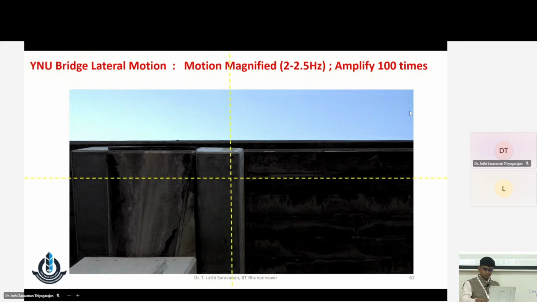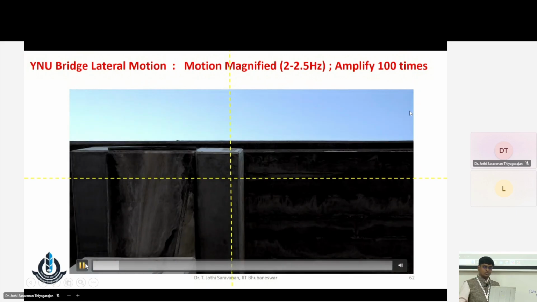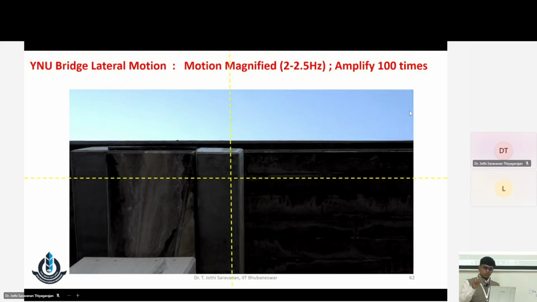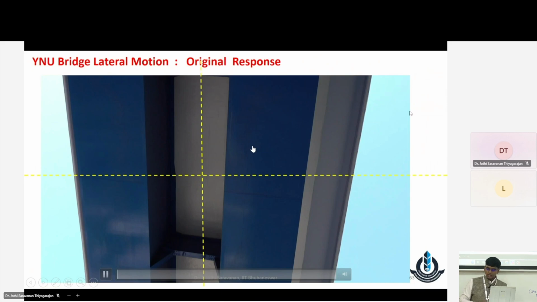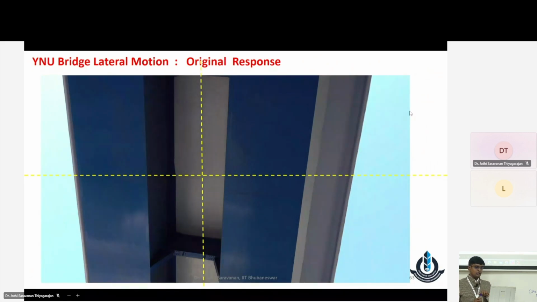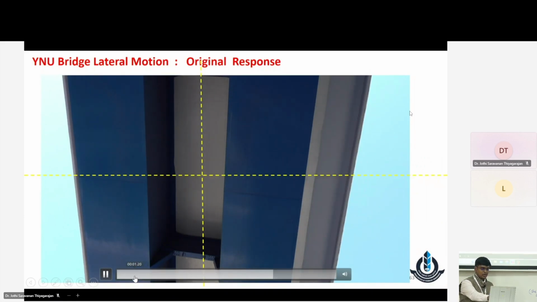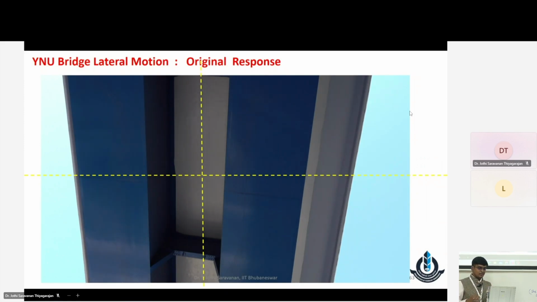I hope you could appreciate the motion. From here you could capture the responses. This is for the lateral motion. It is quite difficult to observe. You can see in the shadow, let me play it again, that at the bottom some vehicles are passing.